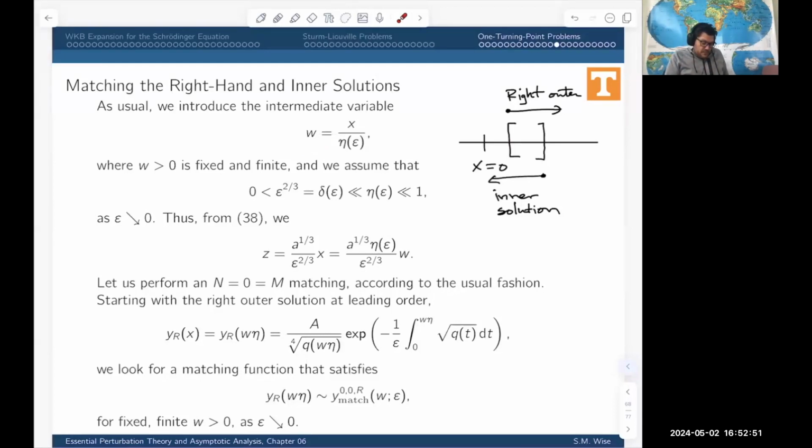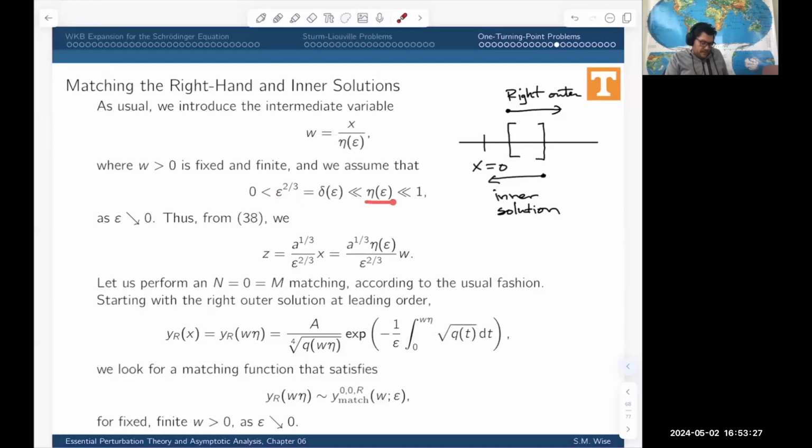So we're going to do that in the usual way. W should be equal to x over eta. W is a fixed and finite number, and eta should be above the scale of, so remember, this is called the intermediate scale, and this is called the boundary scale. And this guy should be above that boundary scale. We know that one to be epsilon to the 2/3.